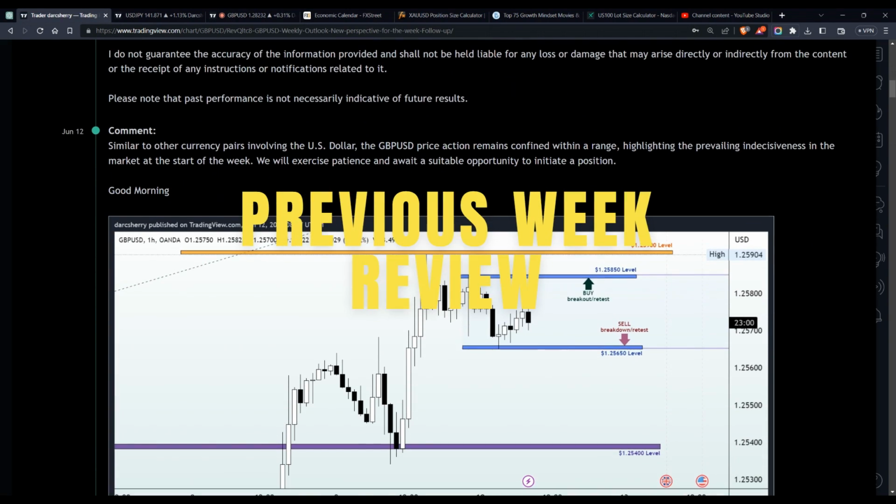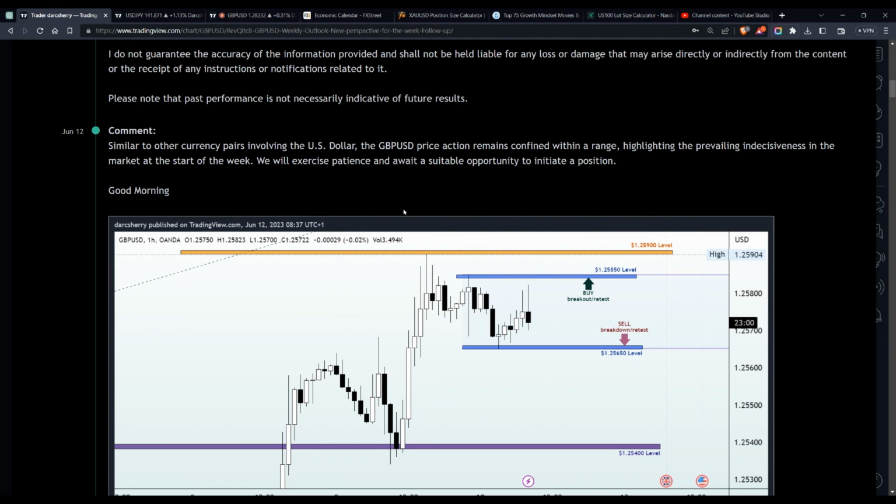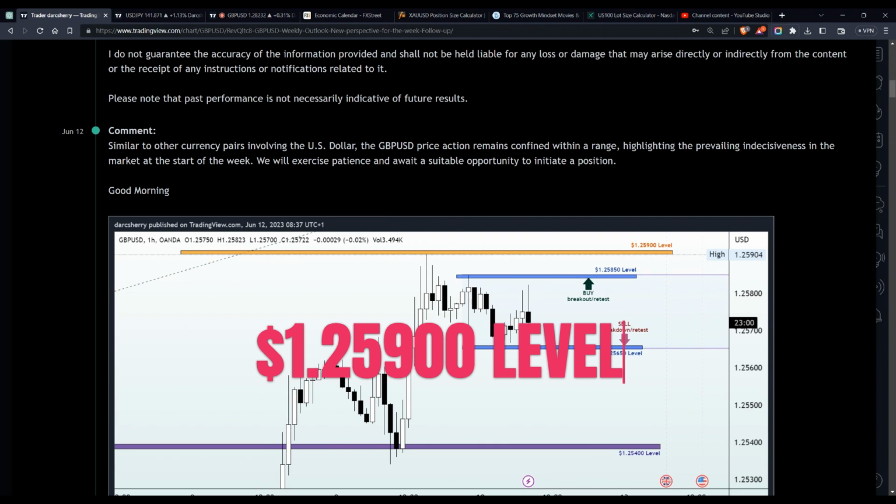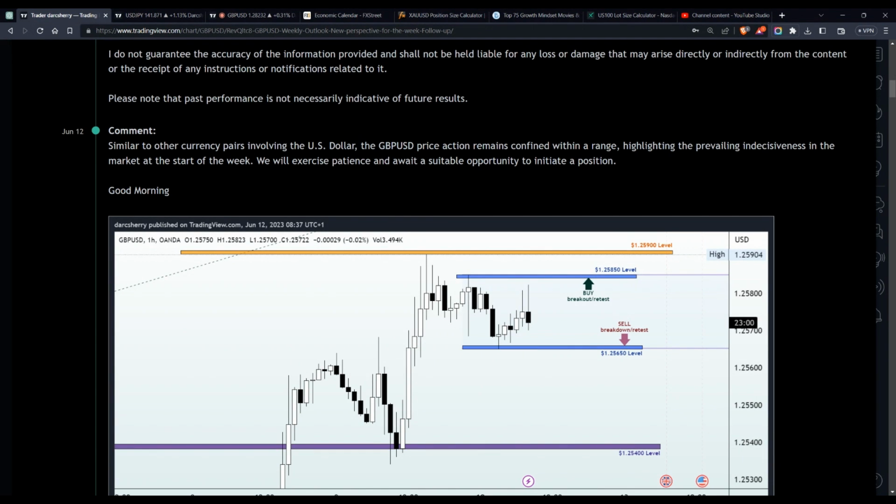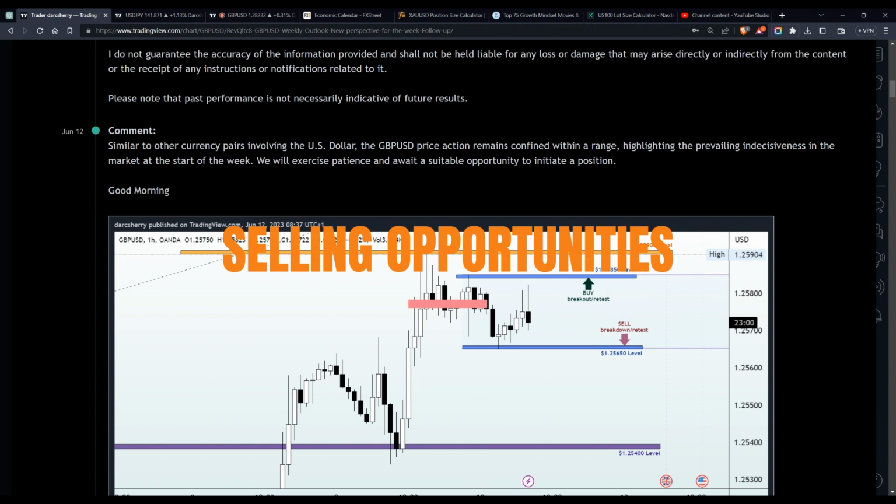So this was where we were during the beginning of the week, where we saw our price action was ranging just right below our key level at the 1.259. And because price was ranging below the key level, we had no other choice than to look out for selling opportunities around that area.